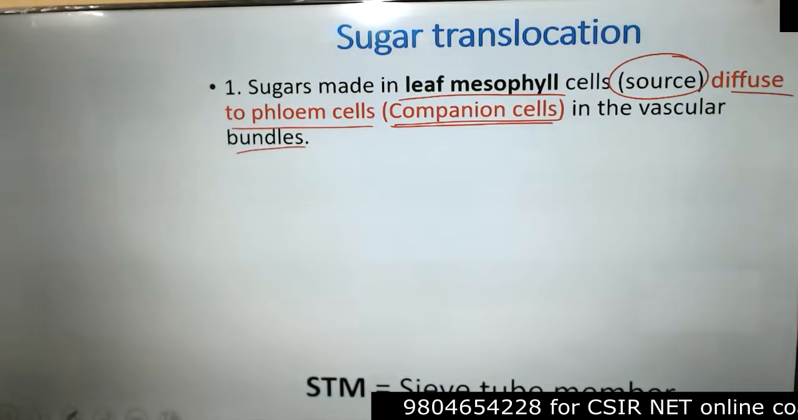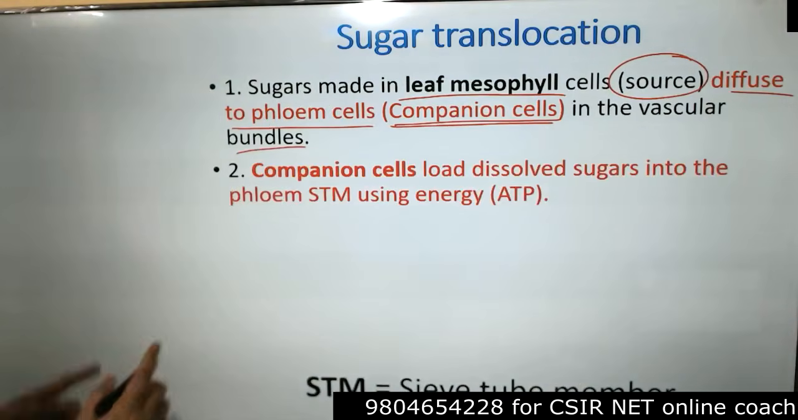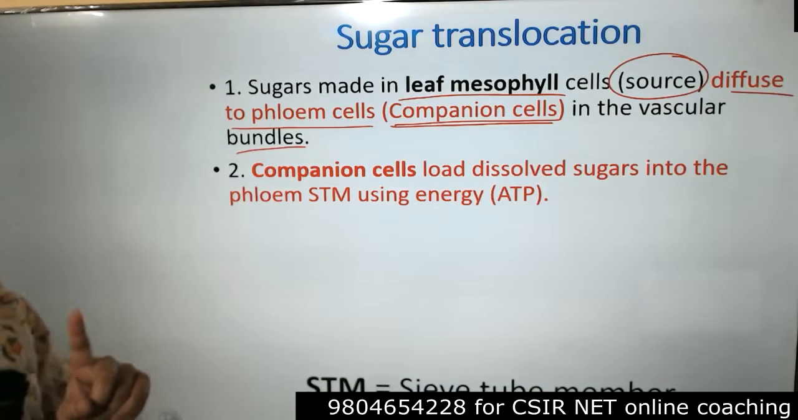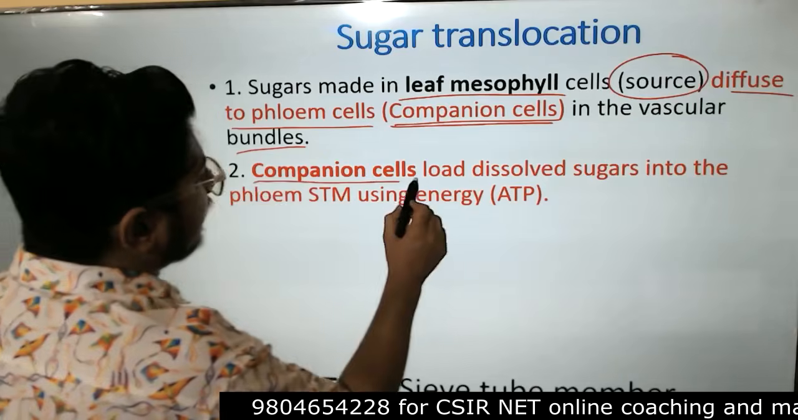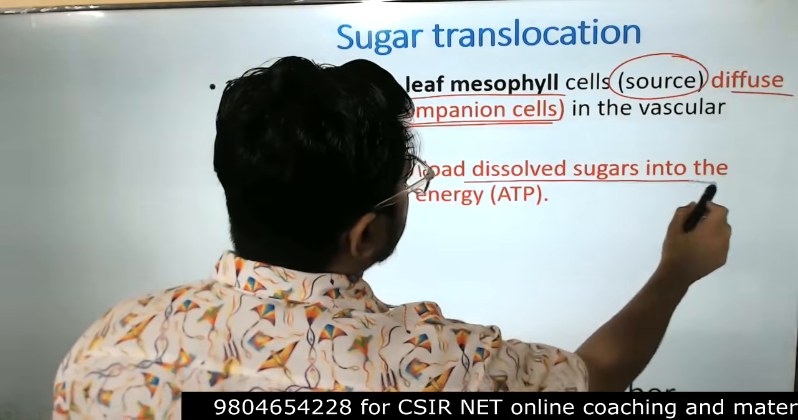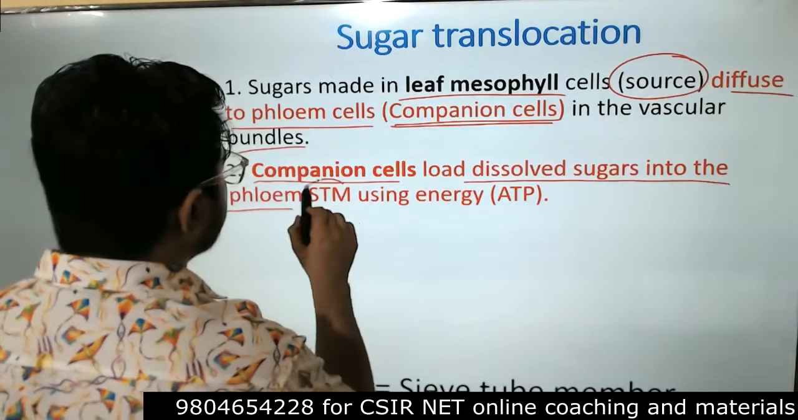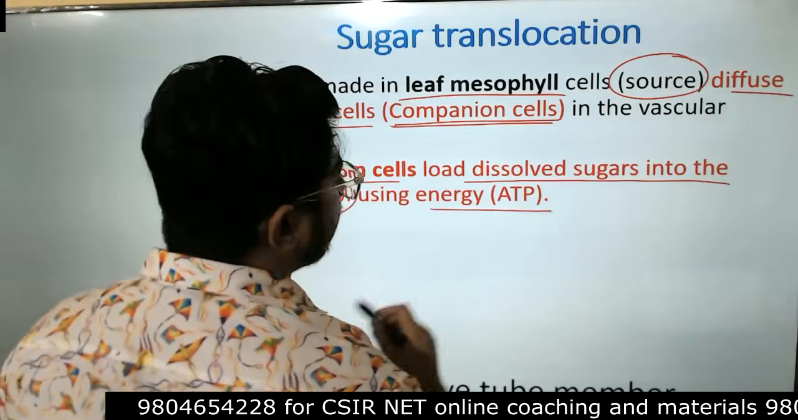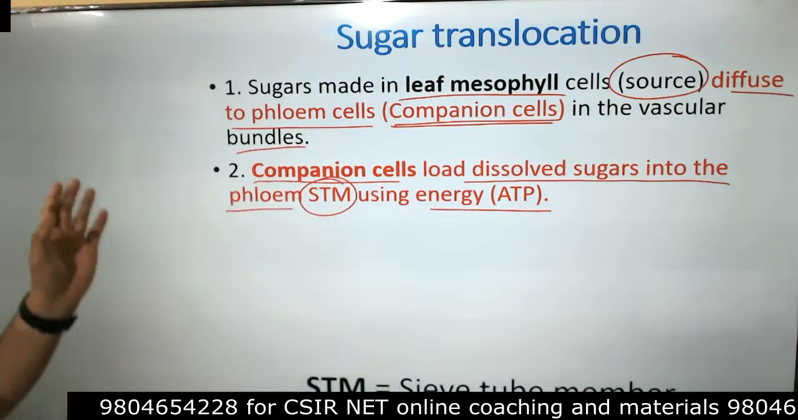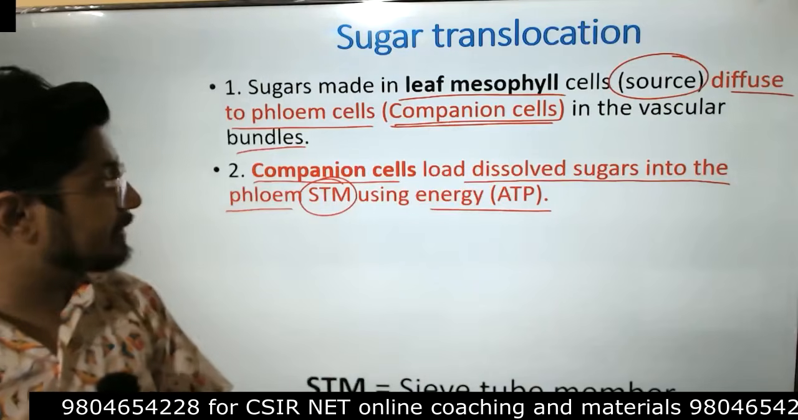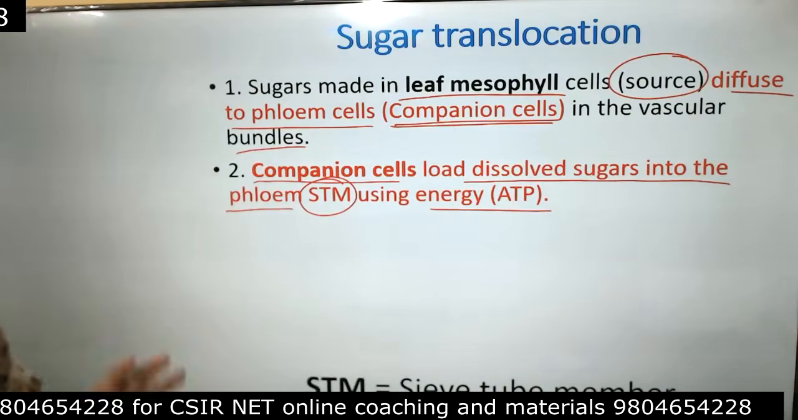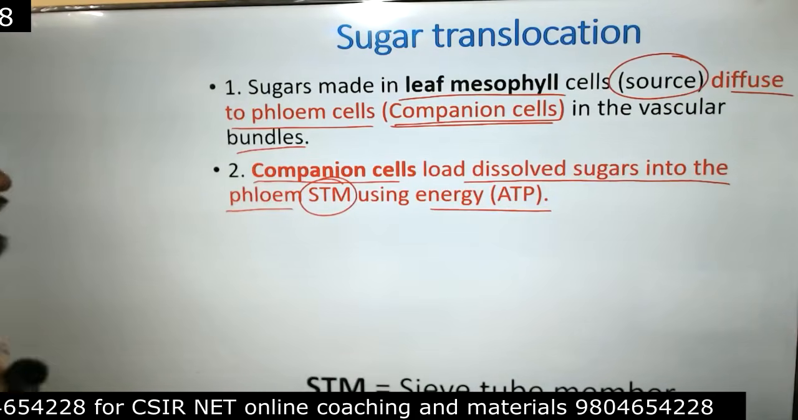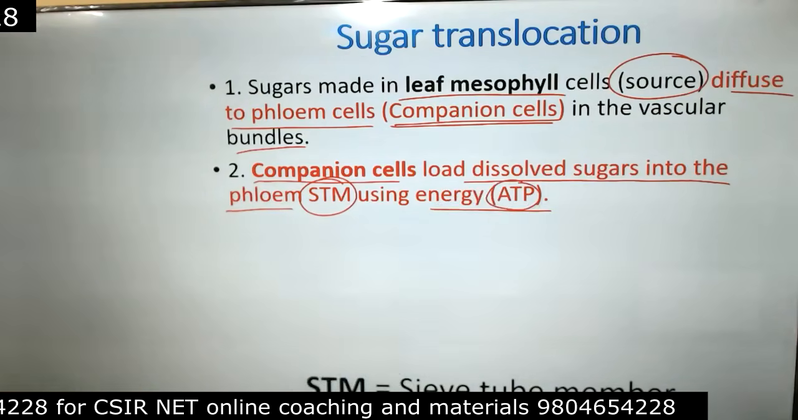Okay. The second step, so it loads into the companion cell. The first step is sugar is produced and diffused into the companion cell. Second step, the companion cell loads the dissolved sugar into the phloem sieve tube member using energy. So first it is transferred to the companion cell, then the companion cell loads it to the sieve tube member of the phloem unit utilizing energy. This is an energy utilizing step.